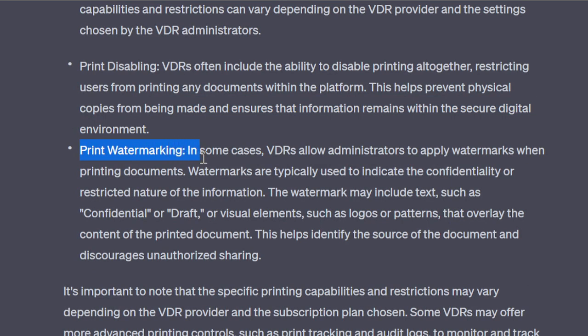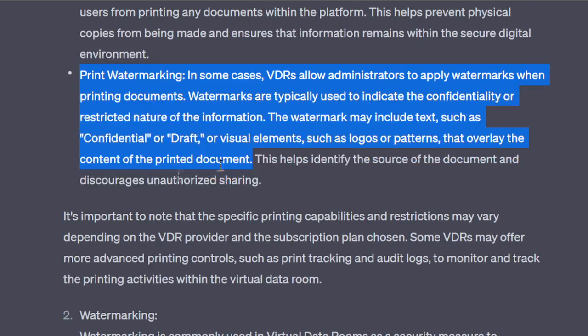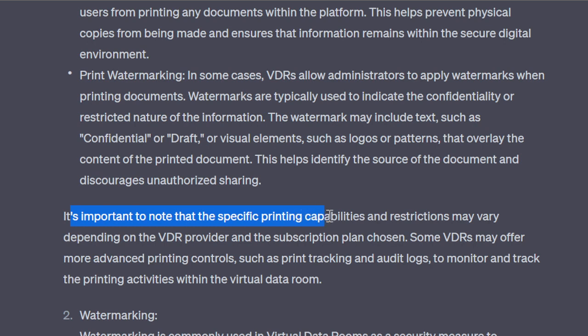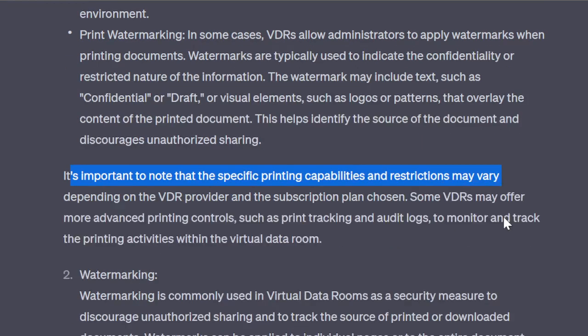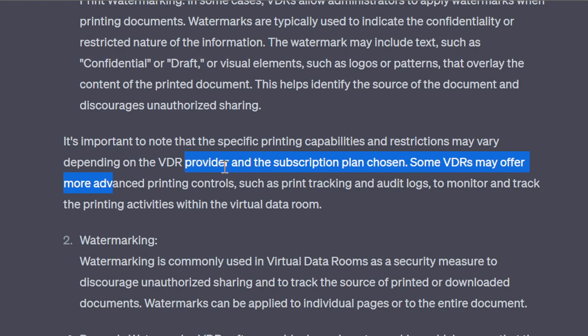Printing watermarking. In some cases, VDRs allow administrators to apply watermarks when printing documents. Watermarks are typically used to indicate the confidentiality or restricted nature of information. The watermark may include text such as confidential or draft, or visual elements such as logos and patterns that overlay the printed document. It is important to note that specific printing capabilities and restrictions may vary depending on the VDR provider and subscription plan chosen.